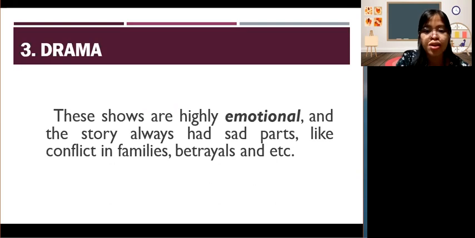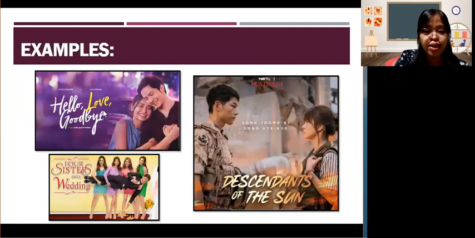Third, drama. These shows are highly emotional, and the story always had sad parts like conflict in families, betrayal, and etc. So this is highly emotional. This will make you really cry a bucket. We have Hello, Love, Goodbye, Four Sisters and the Wedding, and for those who love Korean drama, Descendants of the Sun. We also have Crash Landing on You.